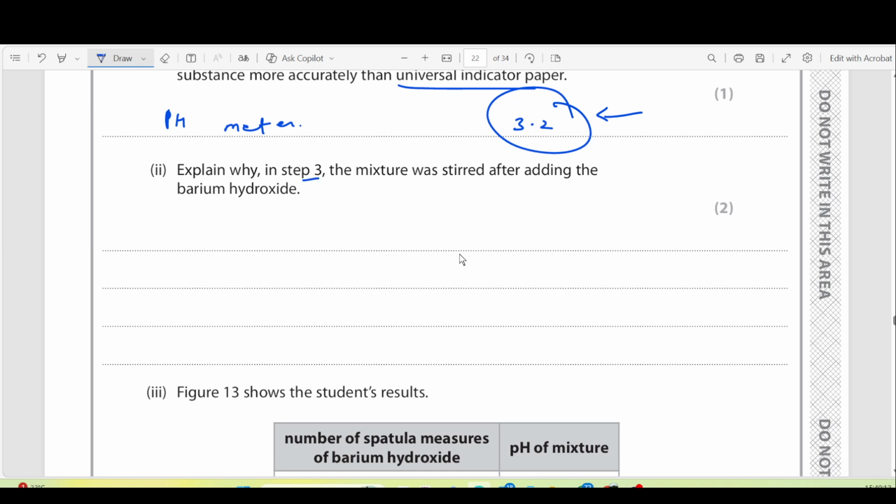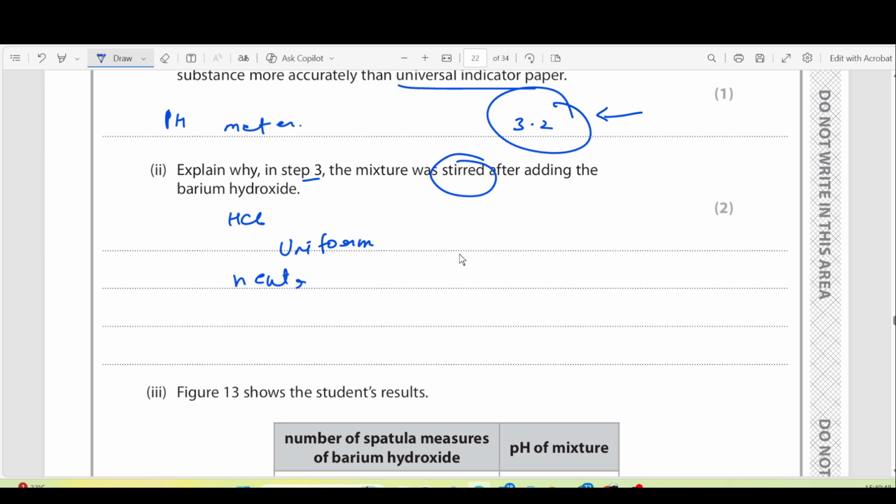So explain why in step 3 the mixture was stirred after adding barium hydroxide. So why do we stir? To ensure the barium hydroxide reacted completely with the hydrochloric acid through the entire solution, to ensure that the mixture is uniform. When we stir it, it also allows the neutralization reaction to reach completion before pH is measured, leading to more accurate results.